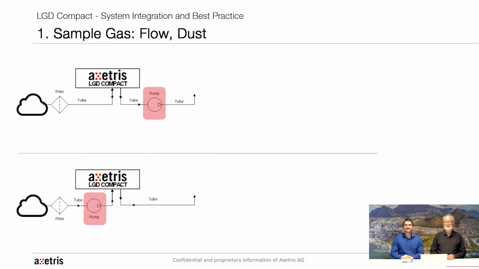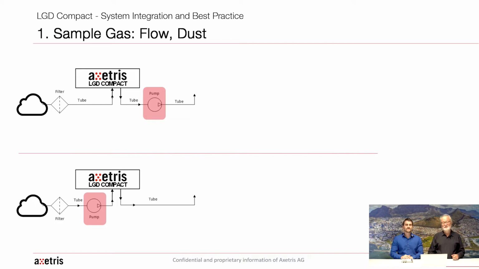The LGD Compact is a closed system, and to exchange the gas in the gas cell, you need some gas flow from the point of interest, where the sample gas is, into the cell. So you need just a pump, some tubes and a good filter. That's the minimum. And there are two basic setups. One is with the pump after the gas cell in the gas flow, and the other one is the pump in front of the gas cell. And these have some advantages and some disadvantages.